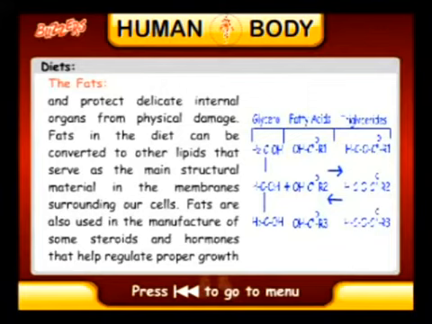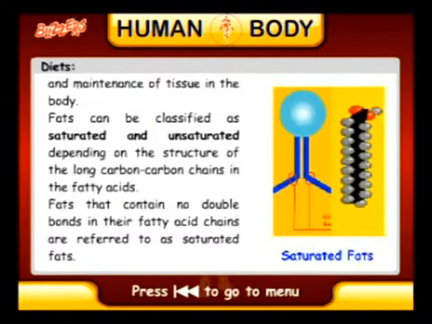Fats are also used in the manufacture of some steroids and hormones that help regulate proper growth and maintenance of tissue in the body. Fats can be classified as saturated and unsaturated, depending on the structure of the long carbon-carbon chains in the fatty acids.